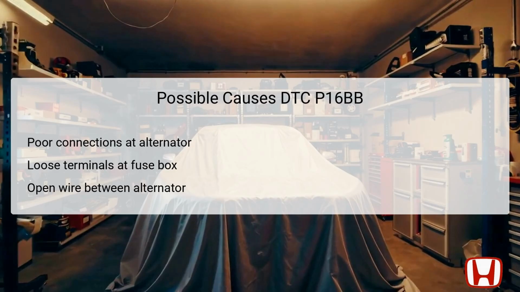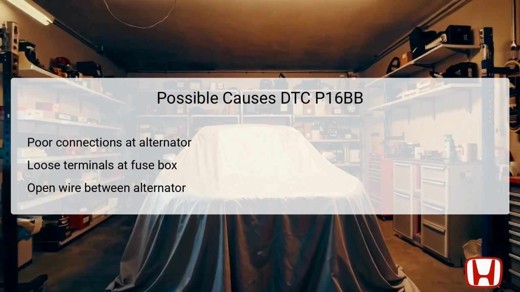Several factors can contribute to the triggering of DTC P16BB. One typical cause is poor connections at the alternator itself. If these connections are not secure, the voltage may be inadequately transmitted to the underhood fuse relay box. Additionally, loose terminals at the fuse relay box can prevent the electrical flow necessary for proper vehicle operation.